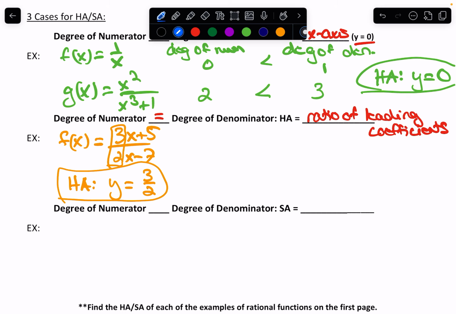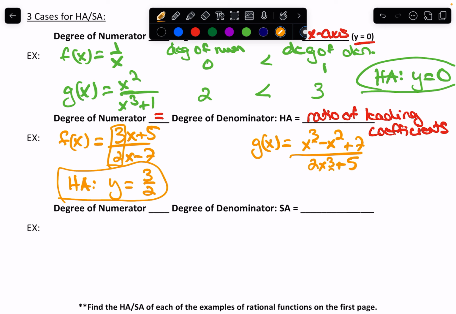Now, another example, let's do g of x equals x cubed minus x squared plus 7 over 2x cubed plus 5. Again, these both are degree 3. So we would take the ratio of leading coefficients. Remember that this is a 1, even though it's not marked. So our horizontal asymptote for this would be y equals a half.